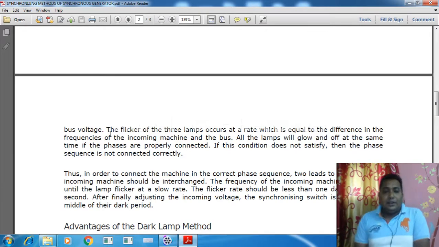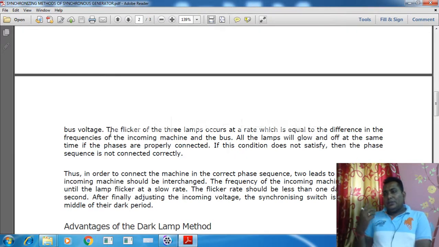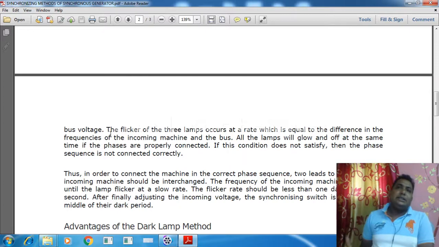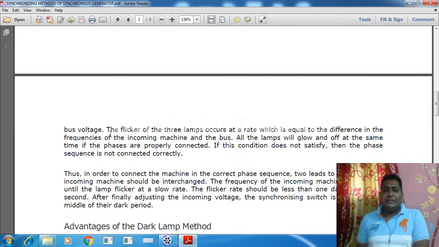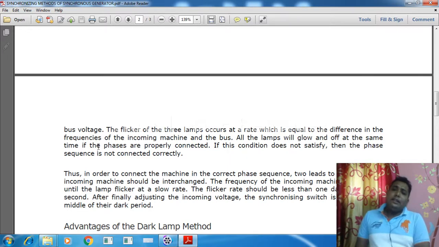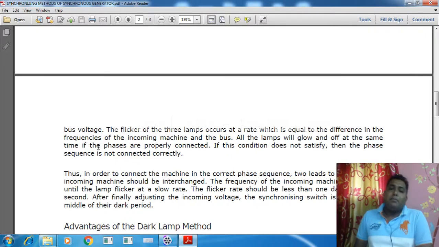Now after doing that, the rated voltage is set, and that can be seen in the voltmeter. So that voltage is fixed. Now the other two components, phase sequence and frequency, we have to match. The flickers of the three lamps occur at a rate equal to the difference in the frequencies of the incoming machine and the bus. All the lamps will glow and go off at the same time if the phases are properly connected.